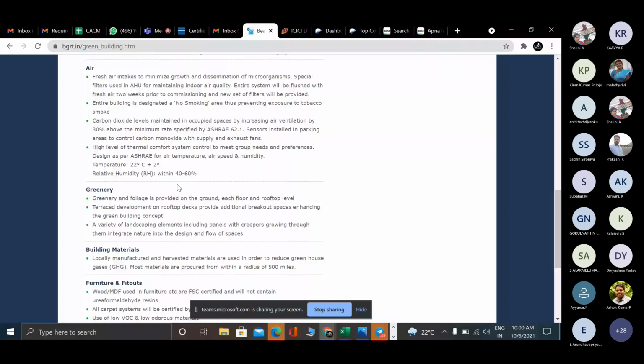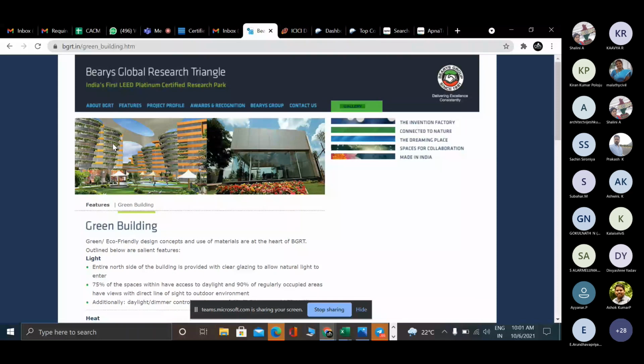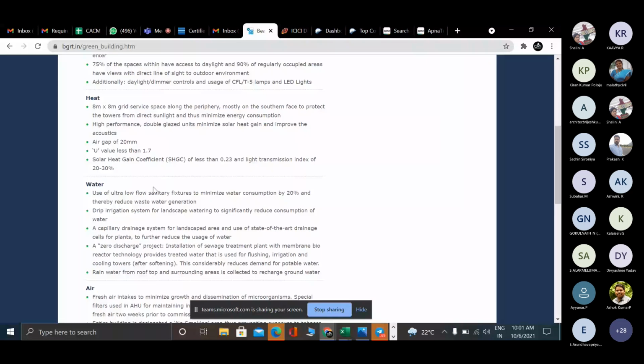And next is greenery. Greenery and foliage is provided on the ground. Each floor has greenery. You can see in the picture. You can see the greenery is on each floor. They designed the building like that. The greenery is available everywhere. And terrace development of roof decks provides additional breakout spaces, enhancing the green building concepts. A variety of landscape elements, including panels and all the compound walls, they are using creepers. So everywhere you can see the green.